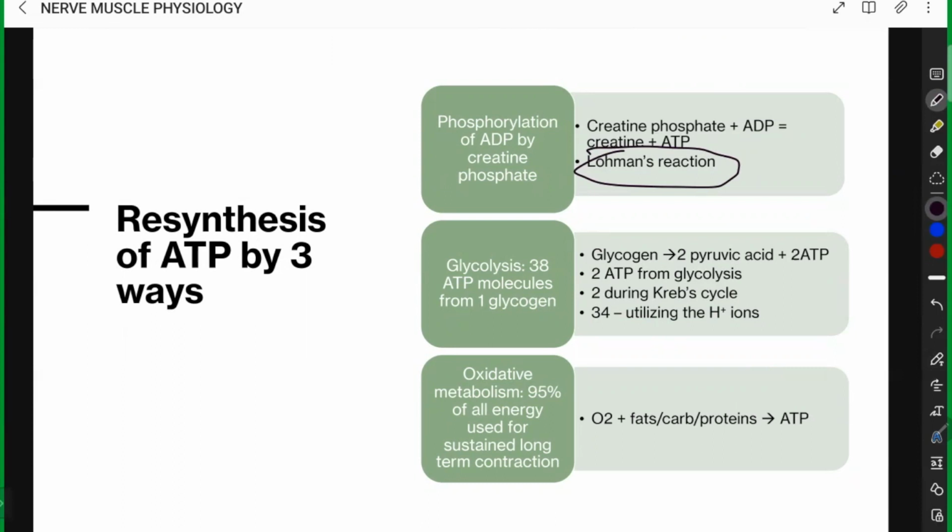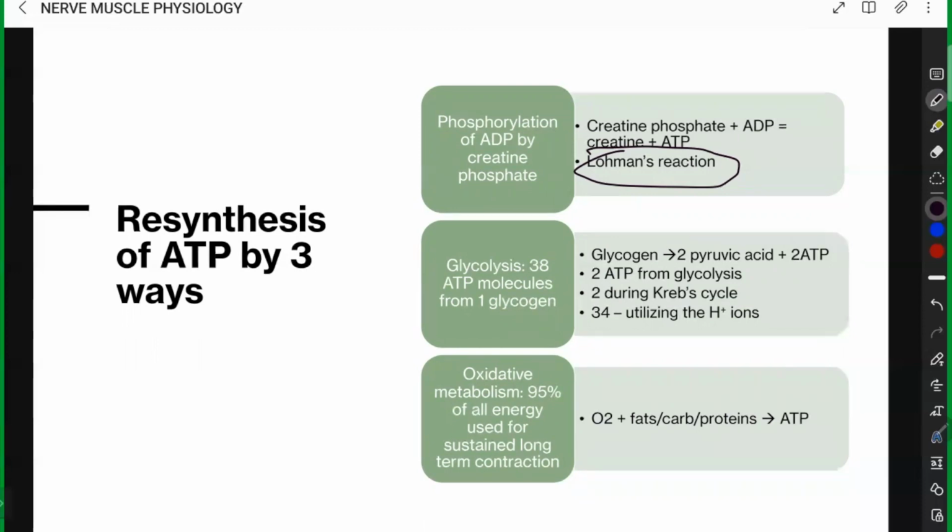That is the reason why, when athletes do heavy exercises and you immediately take a creatine level in the body, there will be an increase in creatine. Who is responsible for this? Lohmann's reaction. Now, glycolysis can also occur and give you ATP.